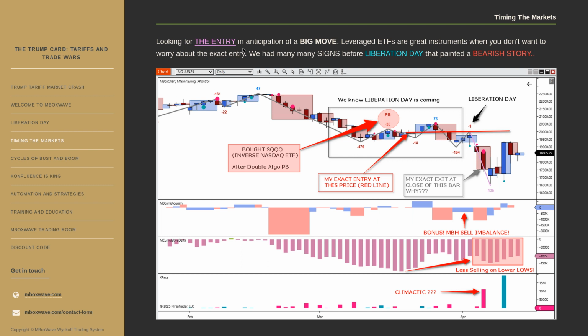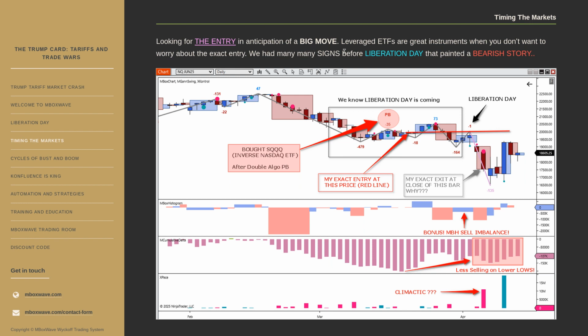So here, looking for the entry in anticipation of a big move. I'm going to talk about leverage ETFs here. It's something that I've begun to dabble with in the last year or so. Mostly I did futures trading, but this was a great opportunity to use leverage ETFs as an instrument when you don't need to worry about the exact entry.